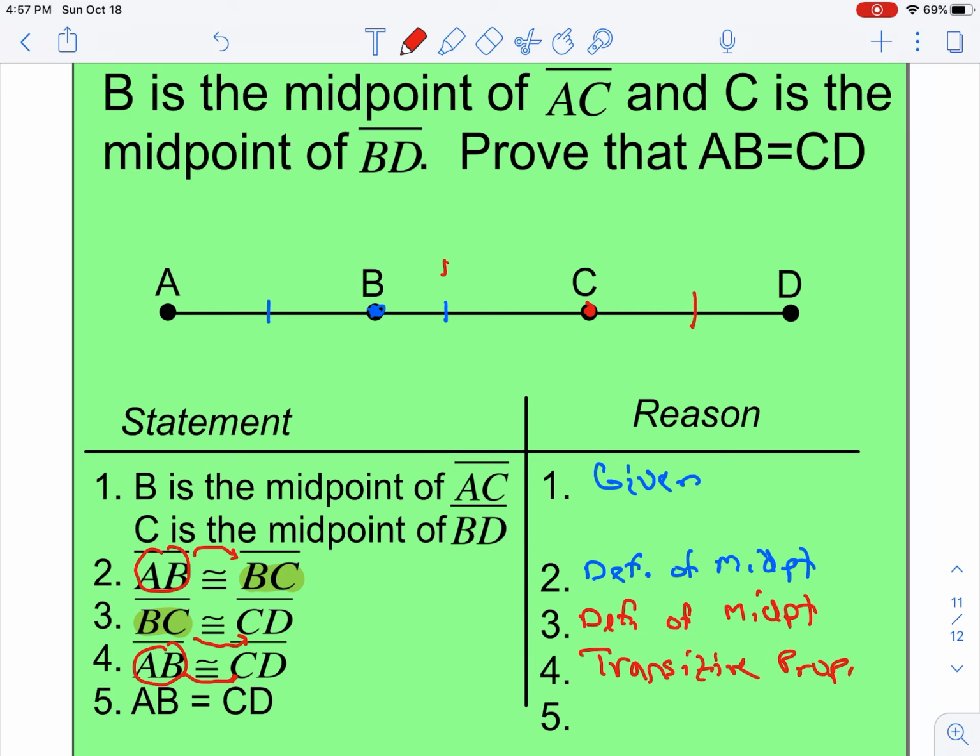So now the segments are congruent, so their lengths are the same. So we have proven then that AB is equal to CD. And to go from this step to this step is a minor picky detail, but that is really our definition of congruence. All right, so give these a try. Again, you might want to try them multiple times, but this is the end of our 2.6.